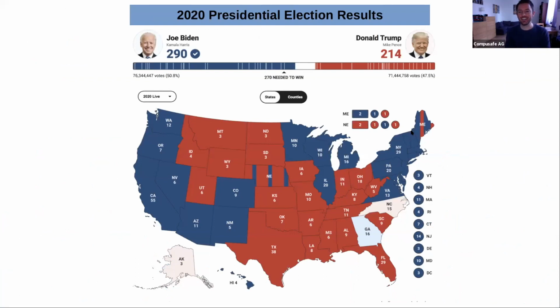So here's the latest election results. I'm sure you've seen this many times in the last few days on the news. But Joe Biden, of course, has won. Not officially yet. The official process will take a few weeks, but there's no question that he will be the next president.